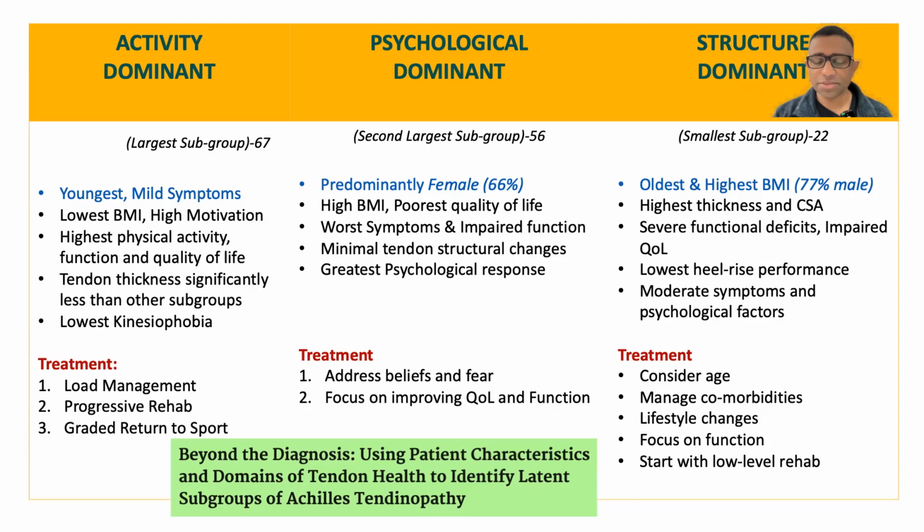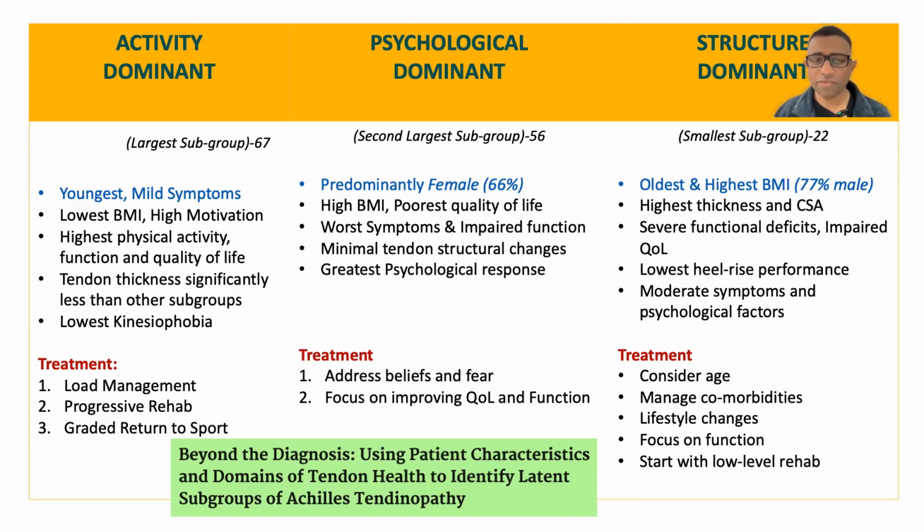So that is specifically looking at patient classification. This doesn't tell us about the cause of Achilles tendon problems, but it looks into the patient subgroup. Because, for example, if you're dealing with a more activity-dominant group, the younger, milder symptoms, then they do really well with progressive rehab, and you can be a bit more aggressive. The second is the psychological dominant group, which has the biggest psychological response. So it's important to address the beliefs and fears and focus on improving quality of life and function.